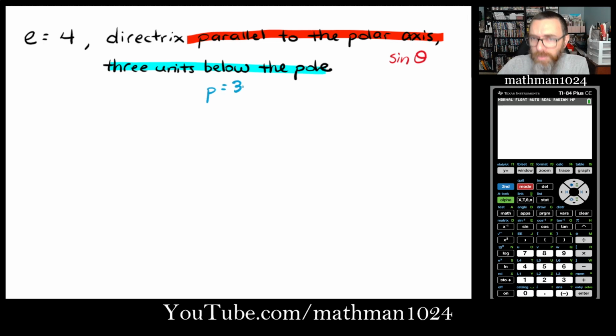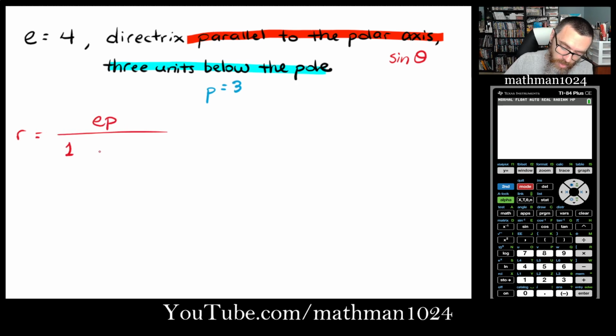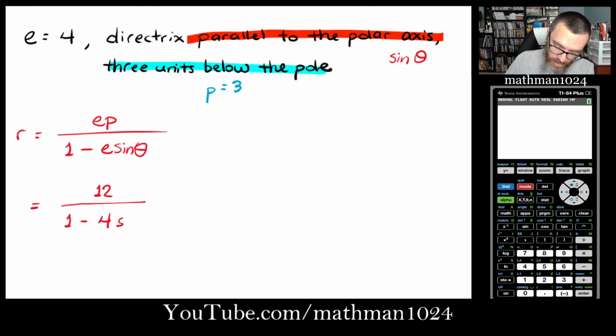And because we're going to be below the pole, that means we're going to be using the negative form of this. So r is equal to ep over 1 minus e times sine of theta. Anyway, so we have all the stuff that we need to write the equation. So this becomes 12, because that's e times p, over 1 minus 4 times sine theta. Now, since our e value is greater than 1, we're dealing with a hyperbola.